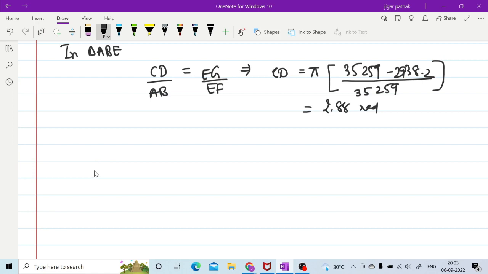Now once you have that CD, the area of the triangle can be calculated, that is 1/2 CD into EG. Now you have all the data with you. EG you have, CD you have calculated. So if you calculate 1/2 into CD into EG, then you will have that fluctuation of energy. So what is that? Area of the triangle. Yes.